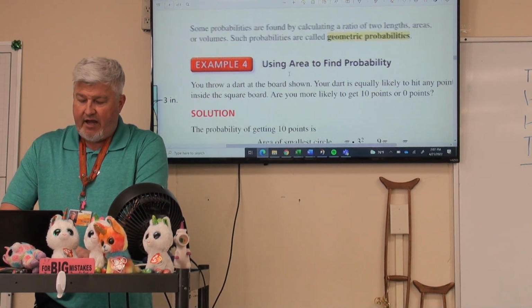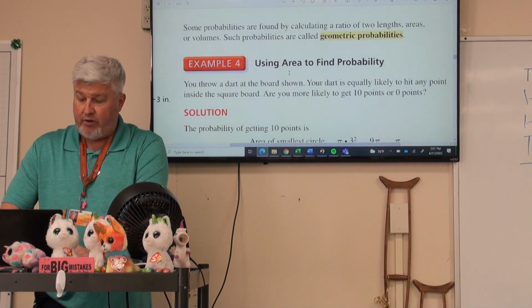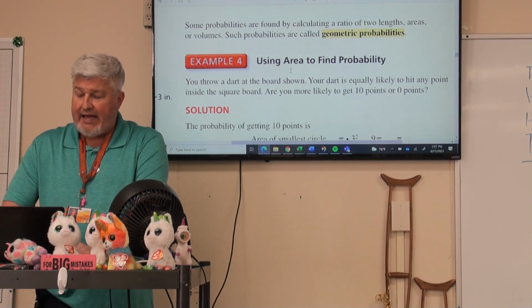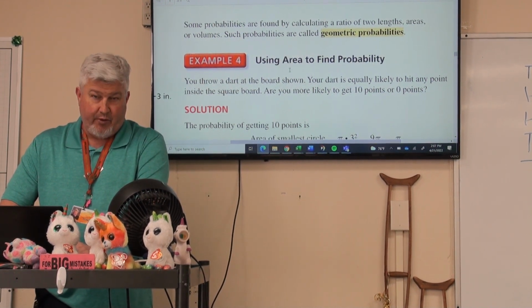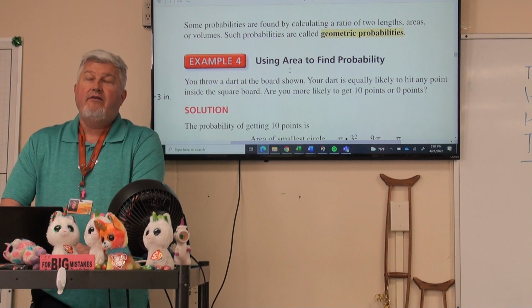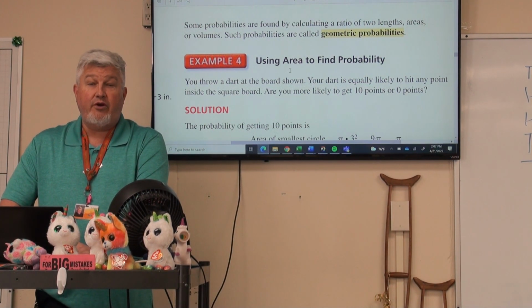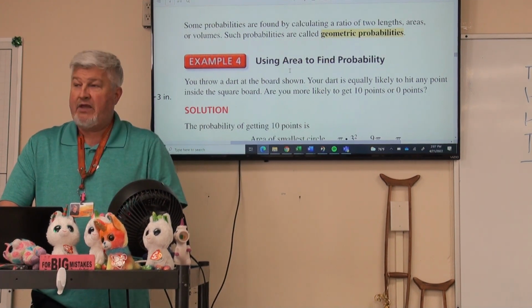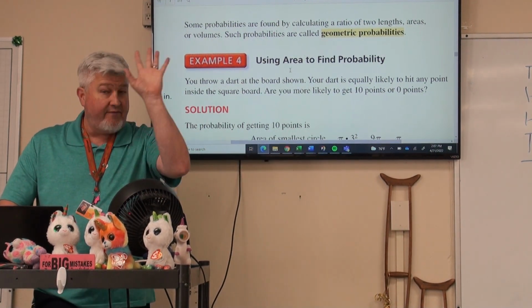So I'll read this and I'll show the picture after. It says, you throw a dart at the board shown. Your dart is equally likely to hit any point inside the square board. Are you more likely to get 10 points or 0 points? So somehow you just maybe close your eyes. You live in a magical world where you close your eyes and throw it at a dartboard, and it's equally likely to hit anywhere on the dartboard. It will not hit off of the board.